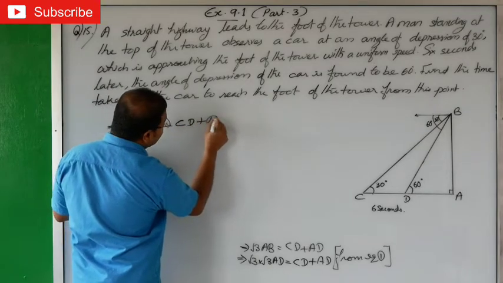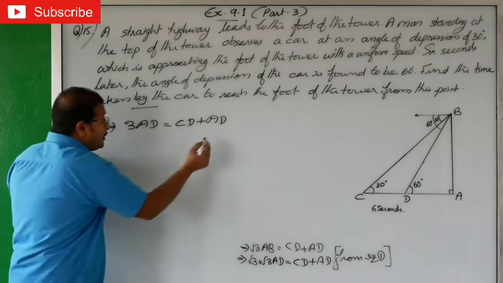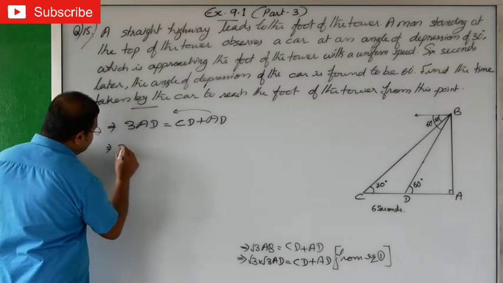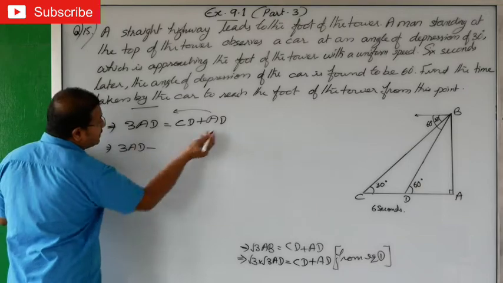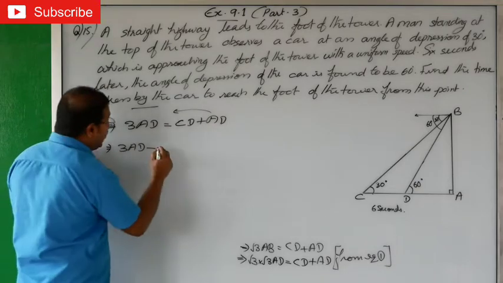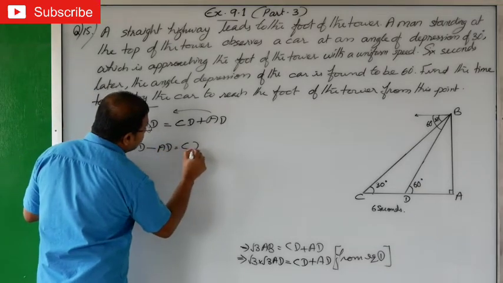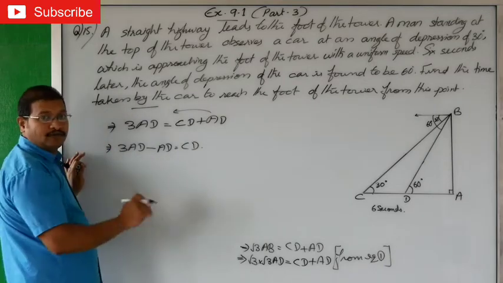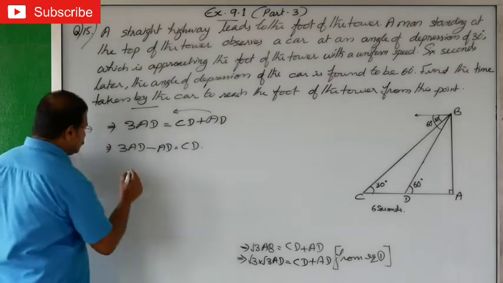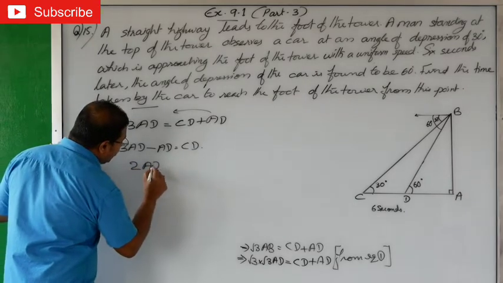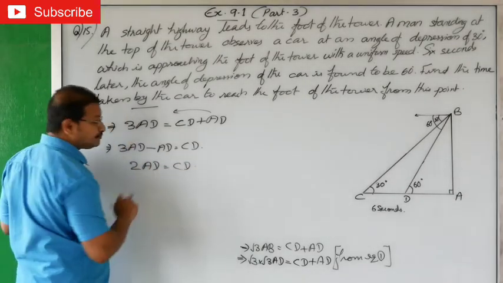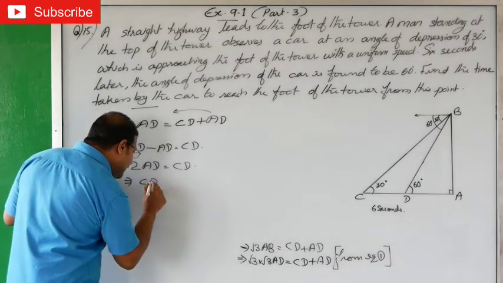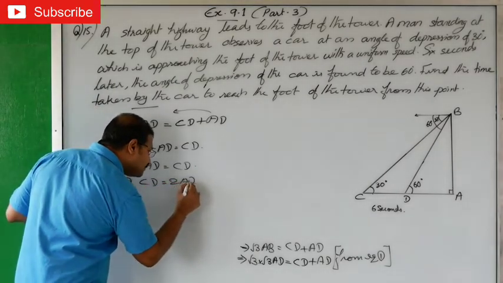Ready? Now this AD will carry to the left. That implies 3AD minus AD, because plus comes to the other side, equals CD. Now 3AD minus 1AD, 3 minus 1, what is that? 2. So 2AD equals CD. Now we can understand that CD equals 2AD.